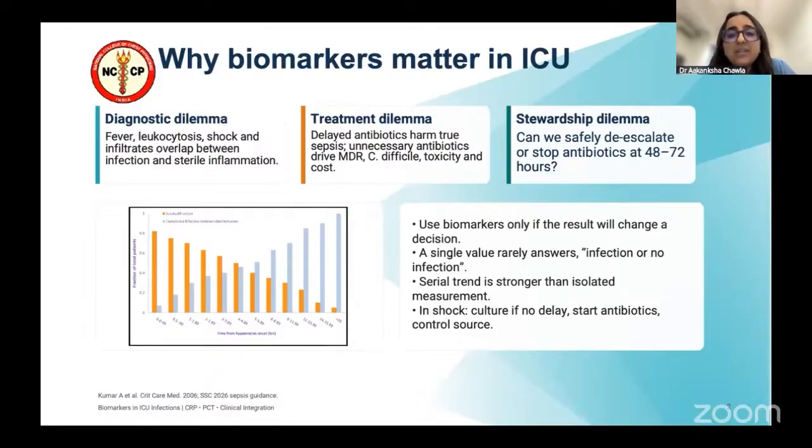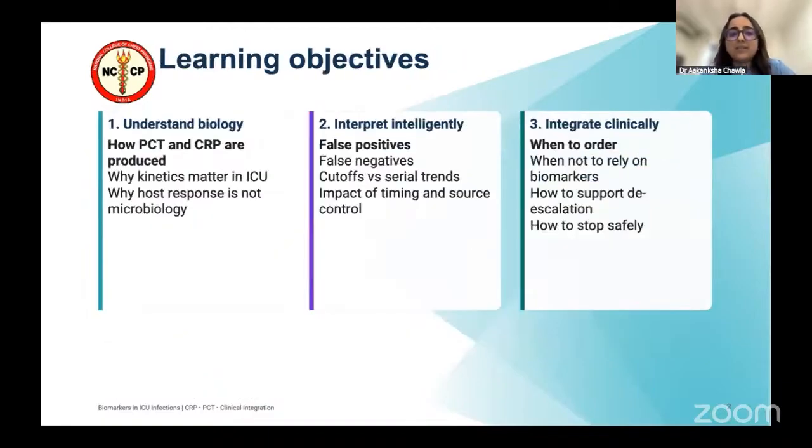Then, can we safely de-escalate or stop antibiotics at 40 to 72 hours? So this is where biomarkers matter in the ICU. When you use these biomarkers, you should bring them into practice only if doing a biomarker level is going to result in a change in treatment or changing the decision of what you've initially done. Never use an isolated biomarker value to decide about the treatment plan. It should always be a serial trend. As we go ahead, we'll understand this.